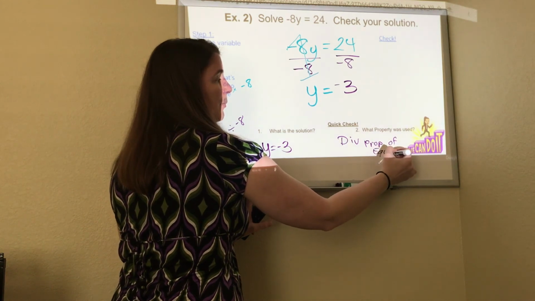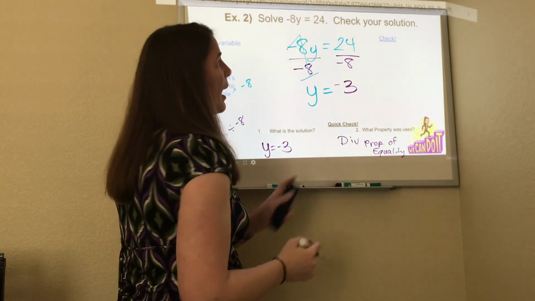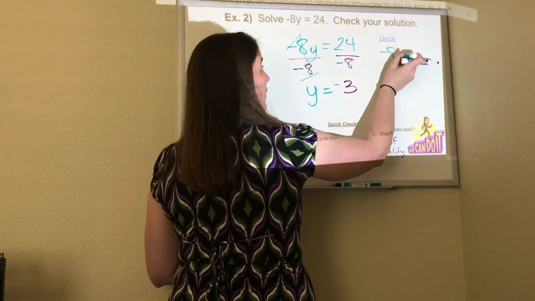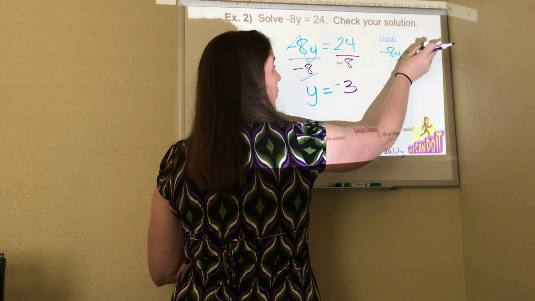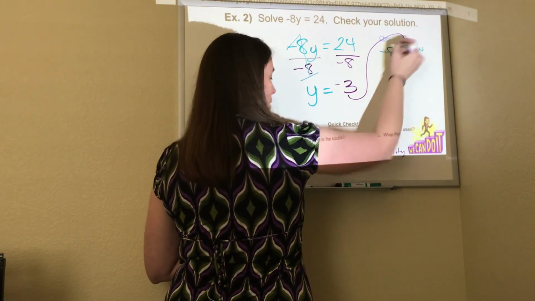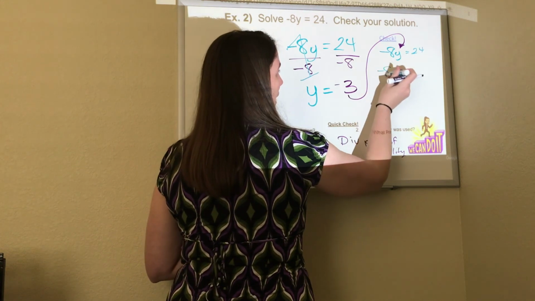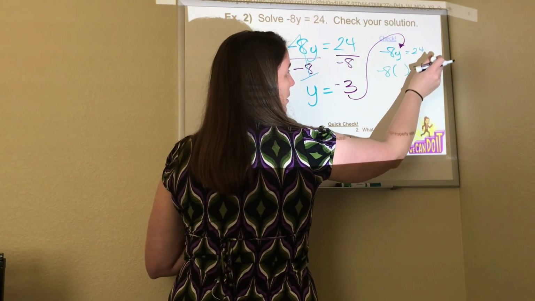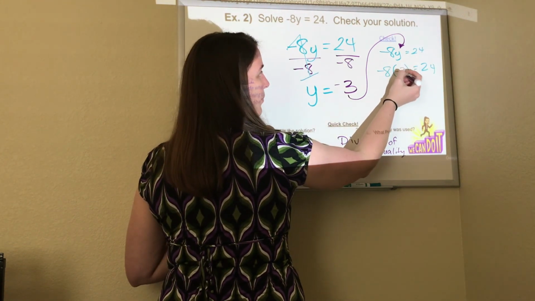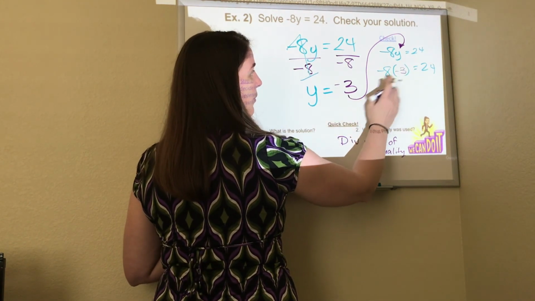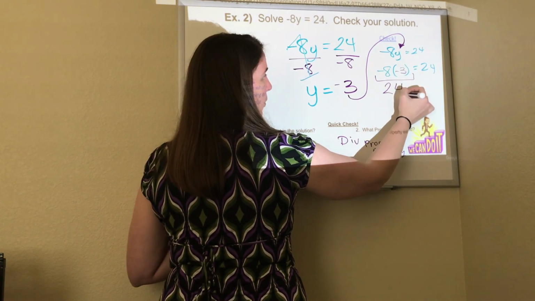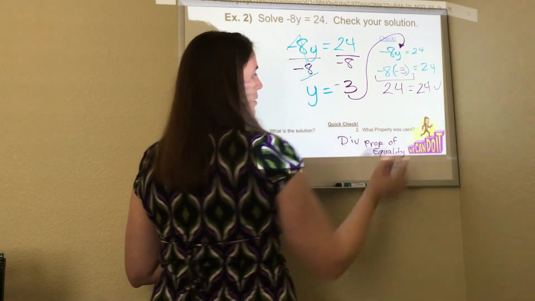And then let's go ahead and check. So I'm going to rewrite my equation here, negative 8y equals 24. I'm going to substitute that negative 3 in. So negative 8 times y, and y is this time negative 3. So negative times a negative is a positive. So 8 times 3 is 24, and 24 equals 24. So there's your check.